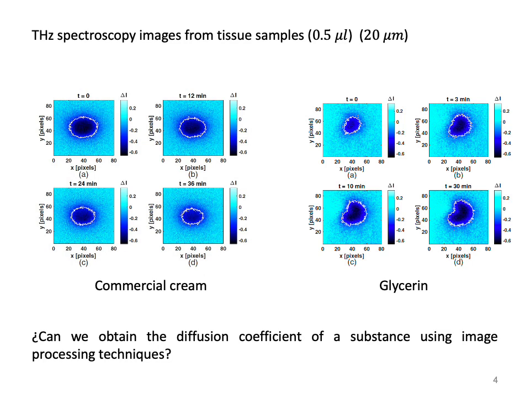As previously said, we have obtained different terahertz images with terahertz spectroscopy from the interaction of different products with the skin. In this case, we are showing previous results for commercial cream and glycerin. From these images, we have found how these products change the hydration state of the skin. However, now we are asking ourselves if we can use these images and apply some image processing techniques in order to calculate the diffusion coefficient of these substances within tissue.